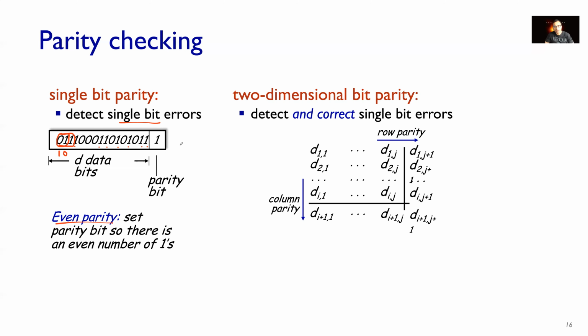Well, you can. What you could do is, rather than just adding 1 parity bit, you could break up your data and organize it in a matrix like that, and then run parities for each row and each column. So we are effectively adding all these extra bits.